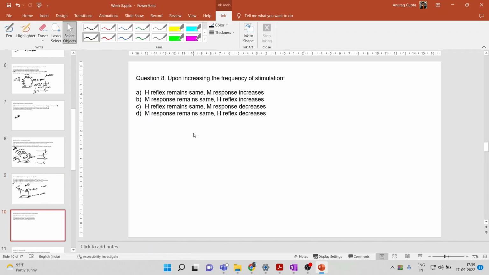Upon increasing the frequency of stimulus: A. H reflex remains same, M response increases. B. M response remains same, H reflex increases. C. H reflex remains same, M response decreases. D. M response remains same, and H reflex decreases.